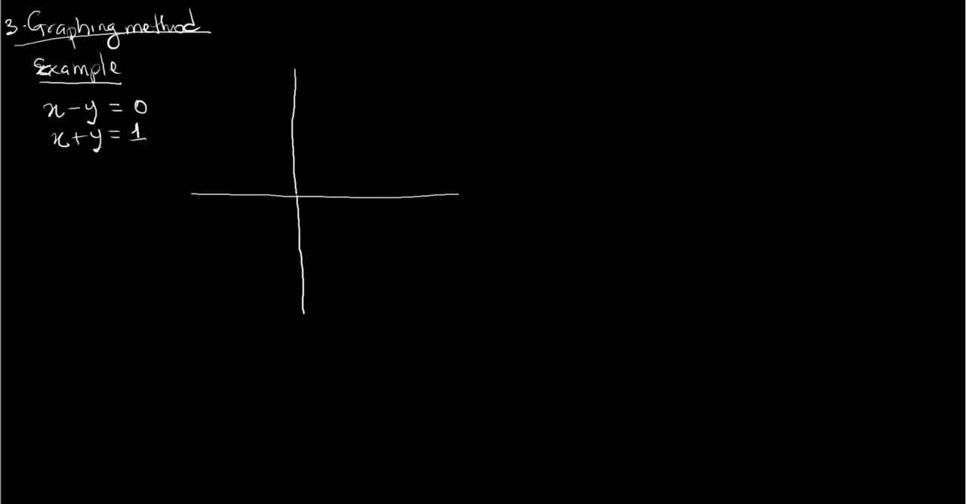And mark out some points. So let's see, we have 1, 2, 3, 4, 5. We have 1, 2, 3, 4, 5. And we do the same thing on the other side.